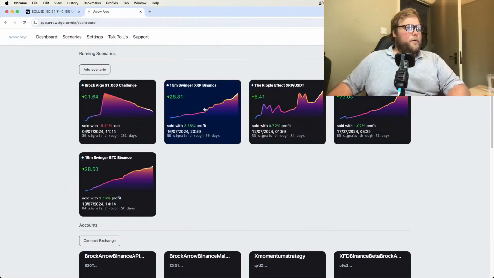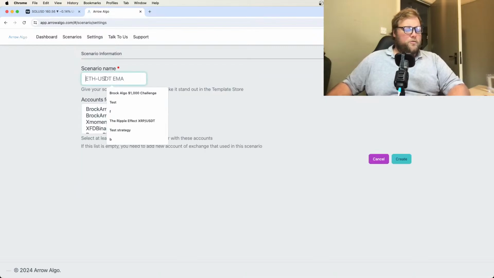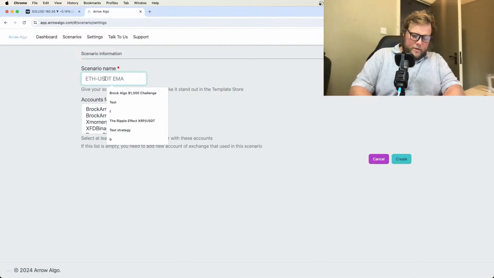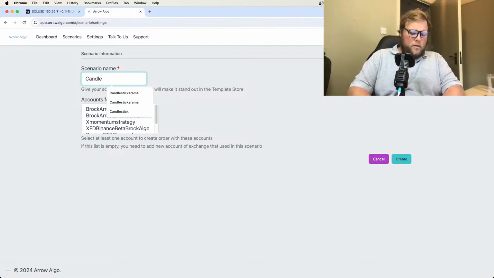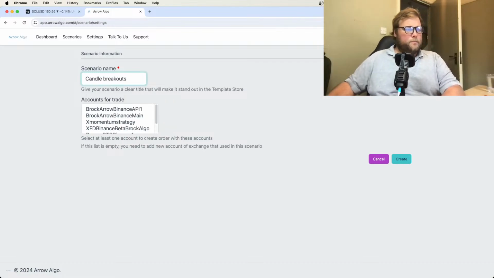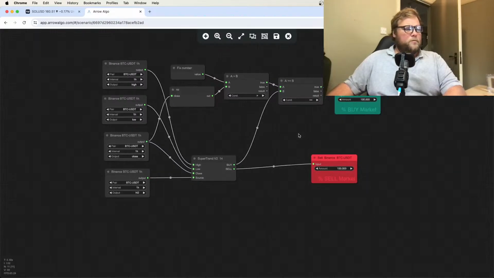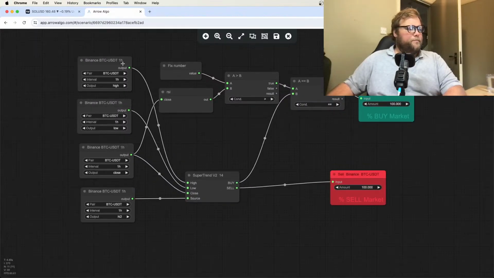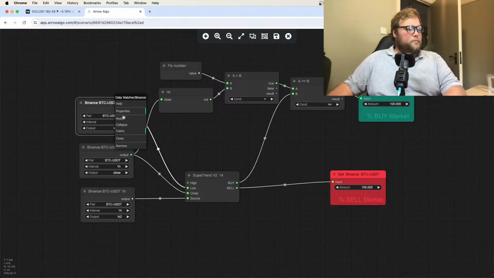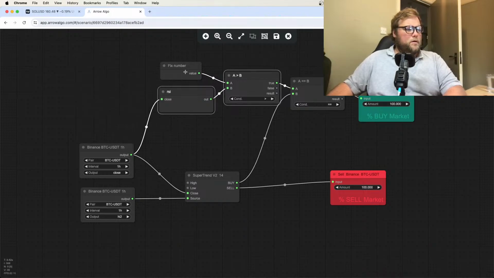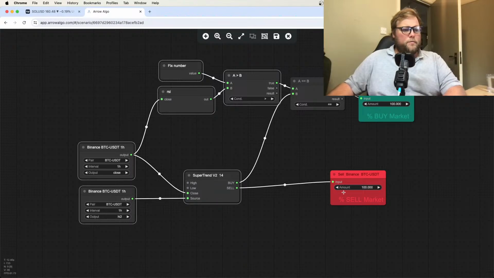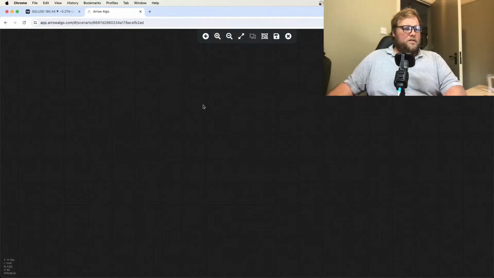If I bring up my Arrow Algo, here are my existing strategies, some of them doing pretty well. And we're going to create a new strategy here. Let's call it the candle breakouts. This is just the template that you get at the start. We can remove these with our select all button, and let's start from scratch.